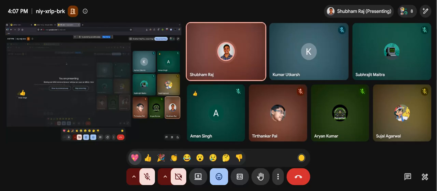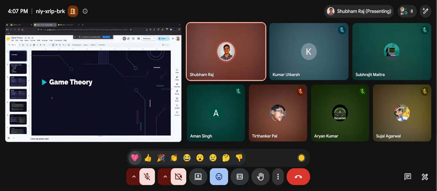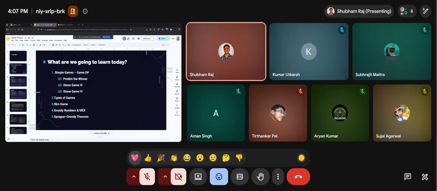So in today's class, we're going to learn about an important topic in computer programming, that is game theory. In today's class, we will be starting with game DP, looking at some standard questions. Then we'll move on to the game theory part in the second half. So let's start with the first half.